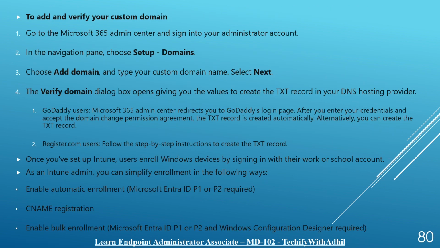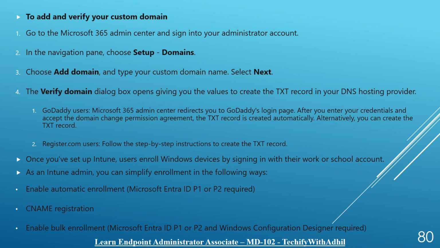To add and verify your custom domain name, these are the steps we have to follow. First we go to the Microsoft 365 admin center and sign in to the admin account. Then go to setup domains. Choose add domain, then type the custom domain name. Then verify the domain. The verify domain dialog box opens and gives you the values to create TXT records in your DNS hosting provider.